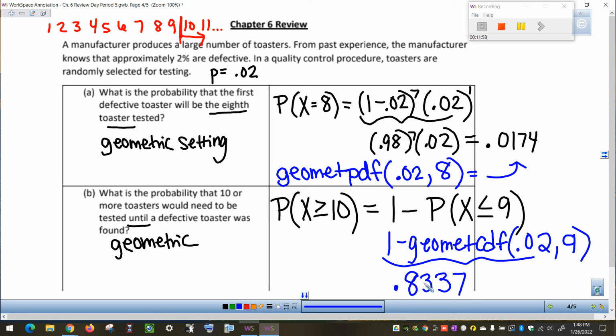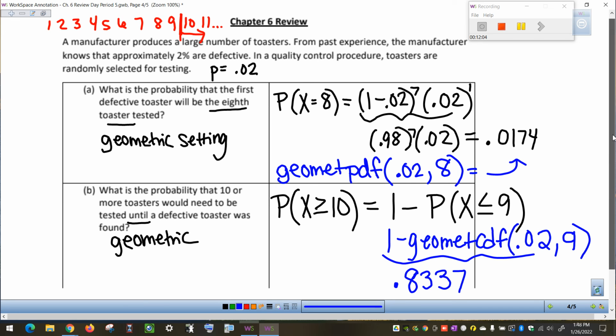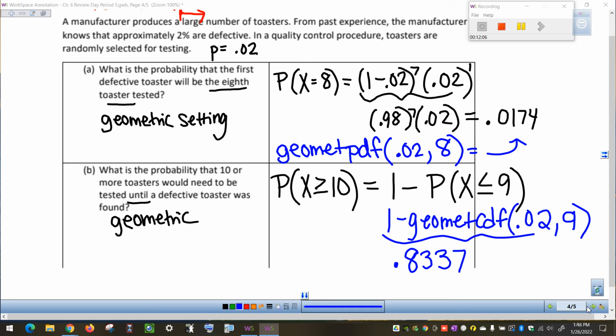All right, guys, so put in our calculator, we should get about 0.8337. Okay, is everybody good with those two? Sorry for the little pause. Yes, Elias.